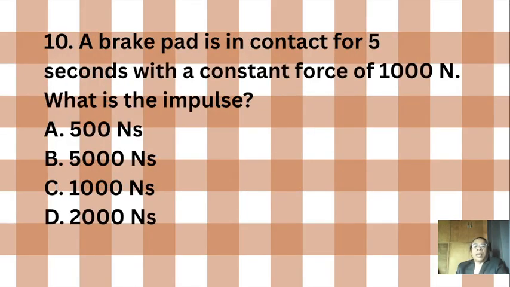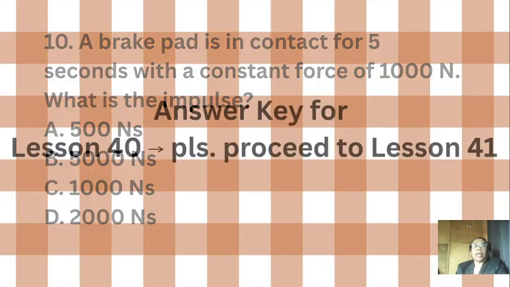Number 10, a brake pad is in contact for 5 seconds with a constant force of 1,000 Newton. What is the impulse? Letter A, 5,000 Newton second. Letter B, 5,000 Newton second. Letter C, 1,000 Newton second. Letter D, 2,000 Newton second.